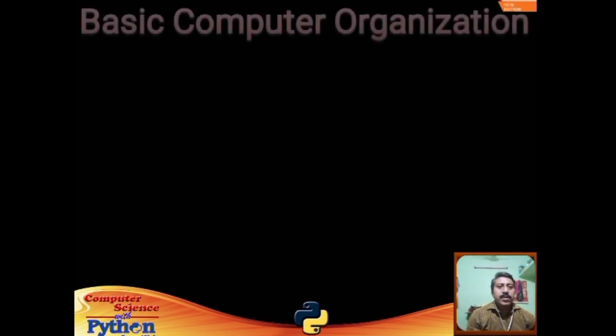Okay, next we'll start some basic computer organization. Computer organization refers to the logical structure of a computer, describing how its components are connected to each other. These are the computer organizations, how they affect one another's functioning and contribute to the overall performance of the computer.